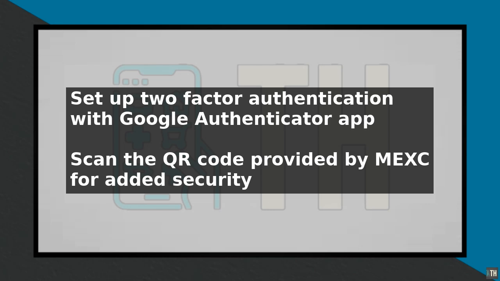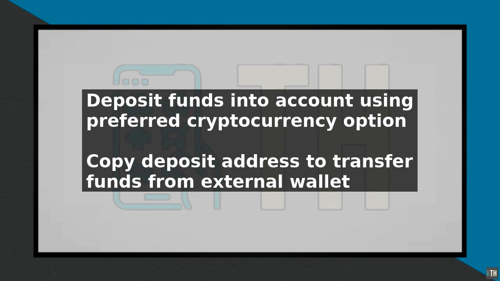After depositing funds, you can start trading. The trading interface is user-friendly and provides real-time market data. You can choose from various trading pairs and order types, including limit and market orders. To place an order, select the trading pair, enter the amount you want to buy or sell, and confirm the transaction. MEXC also offers a variety of other features, including a mobile app, API trading, and a referral program.